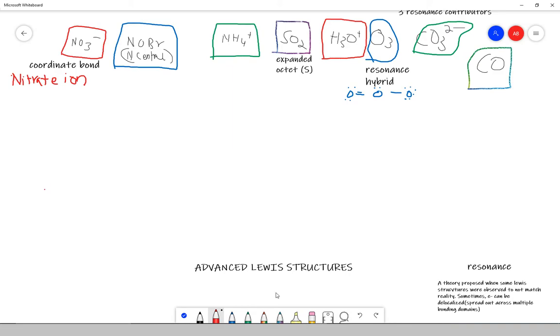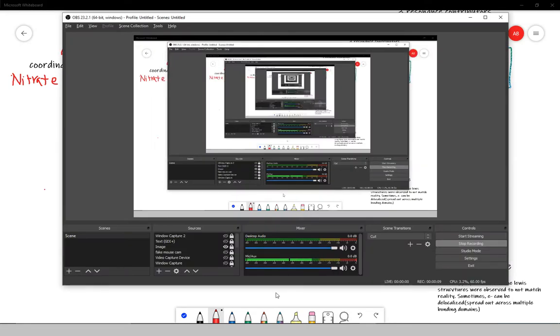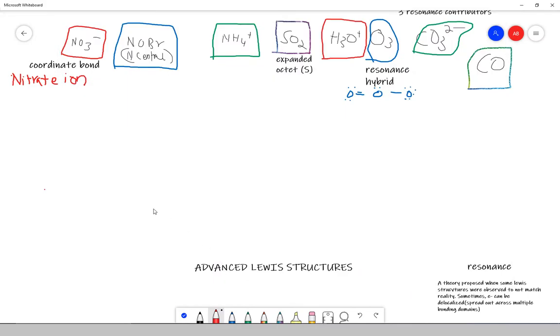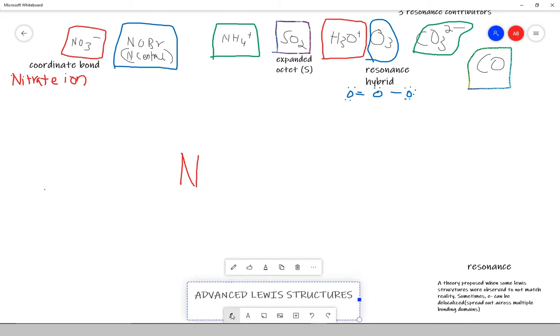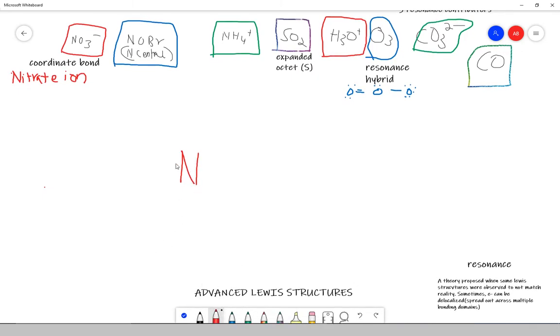So let's just dive into these compounds right here, or these ions. First let's start with nitrate, the nitrate ion. So this is a coordinate bond right here. You want to have an N in the middle, and then add 3 oxygens.